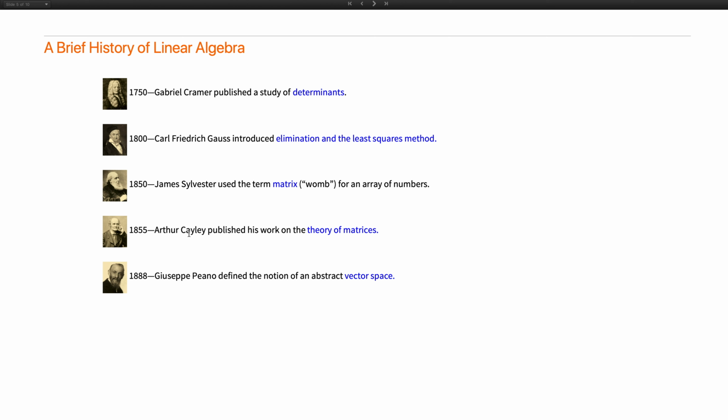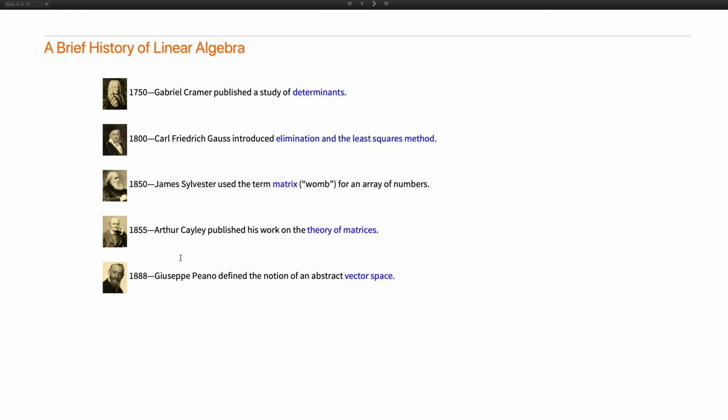In fact, in those days, it was hard to make a living doing mathematics. So Sylvester was an actuary, he worked in insurance. Cayley was a lawyer, and they talked about law in the day and talked about mathematics in the evening, but together they set up a lot of what we call linear algebra today.